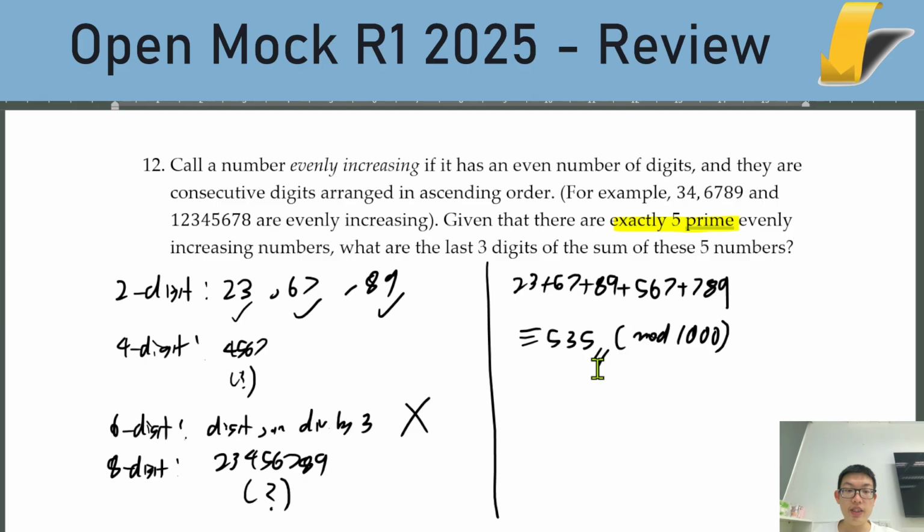Someone's going to ask me, so how did I actually check that 2, 3, 4, 5, 6, 7, 8, 9 is prime? I use Wolfram Alpha. The thing is that as a question setter, I'm allowed to use these tools as long as I make sure that you don't need to use those tools.